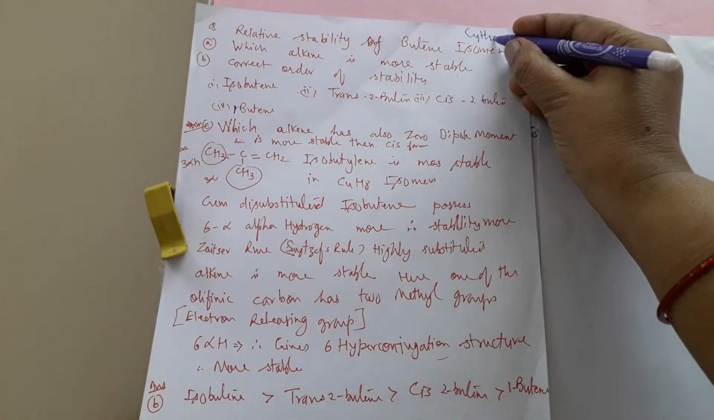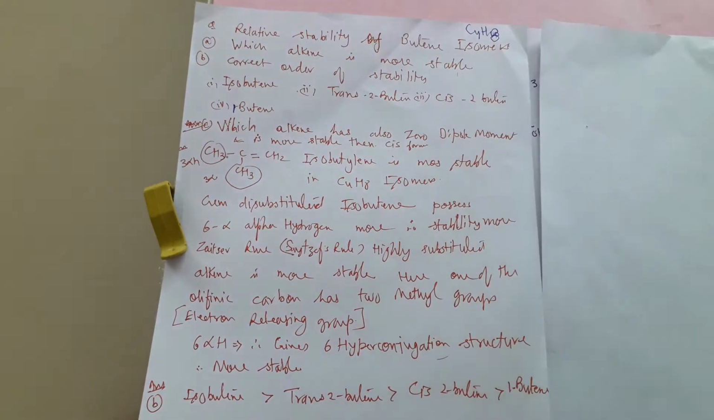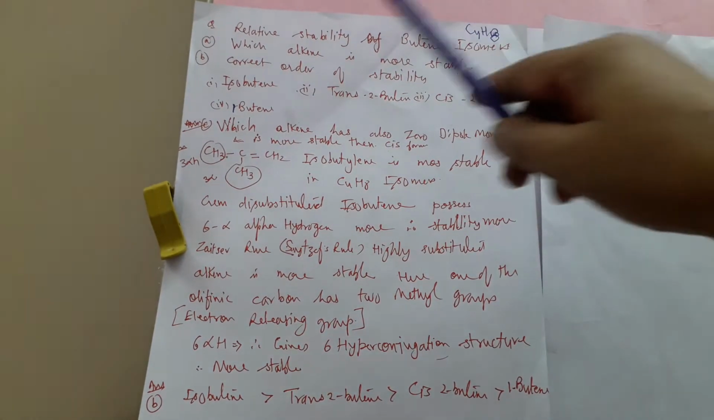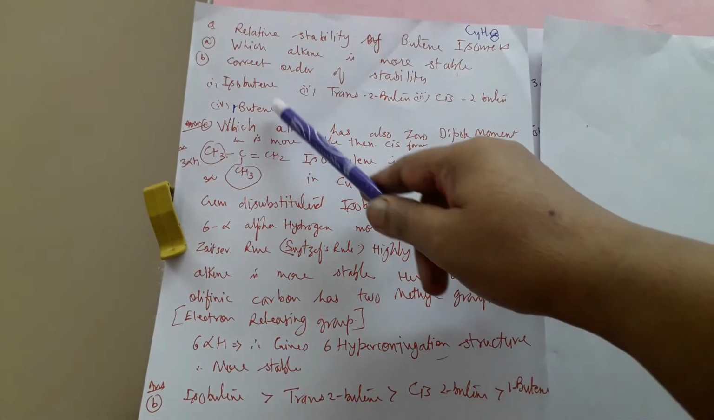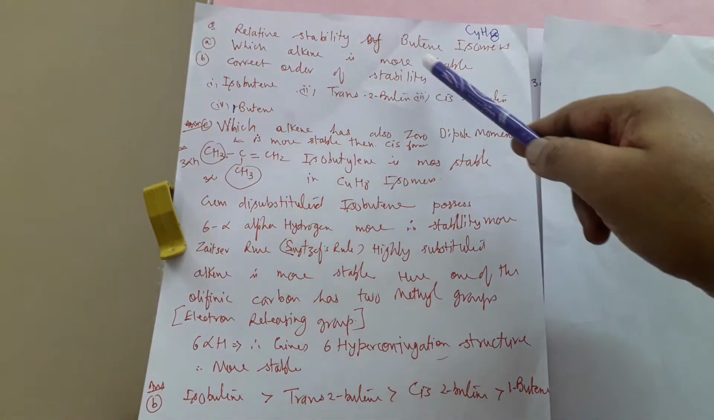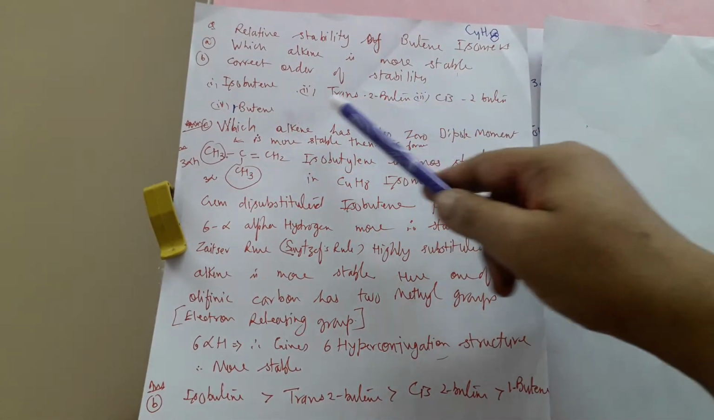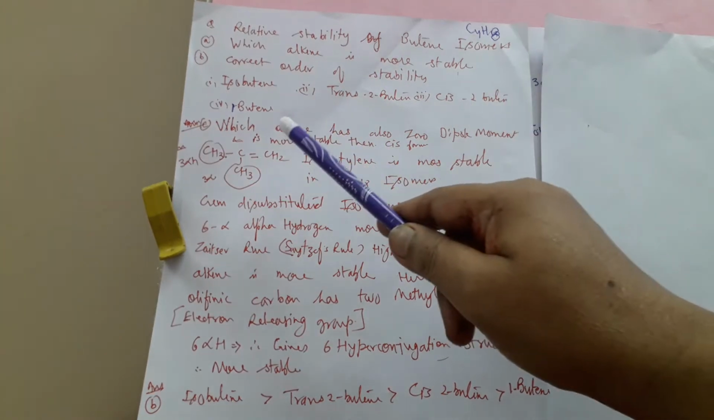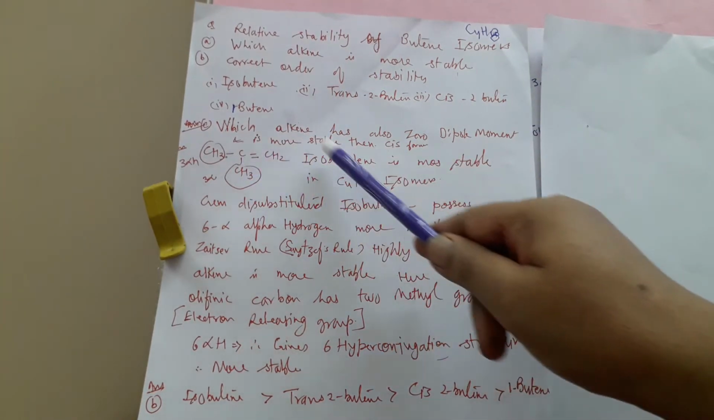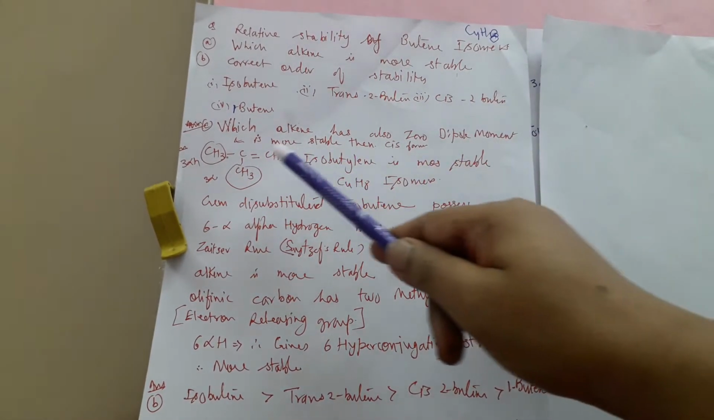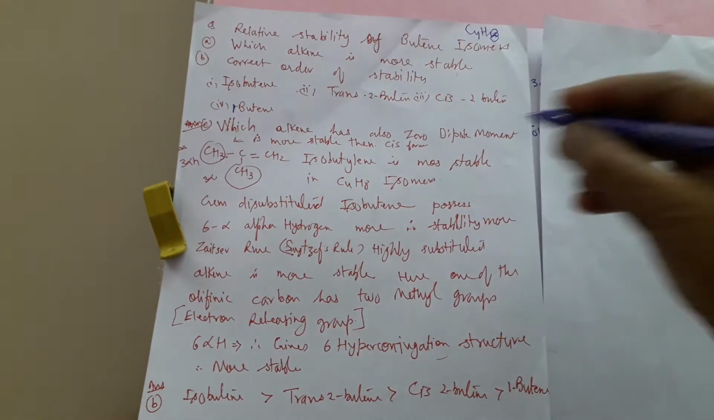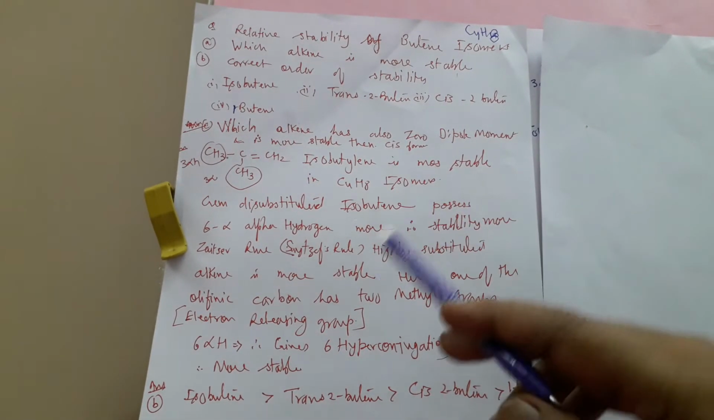I have to write down here the relative stability of butene. So the question is, which alkene is more stable? What is the correct order of stability of all these four isomers of butene? And which alkene has zero dipole moment and is more stable than the cis form?